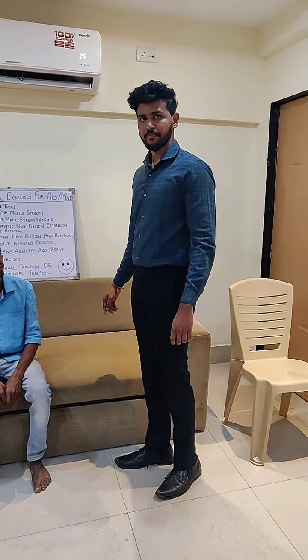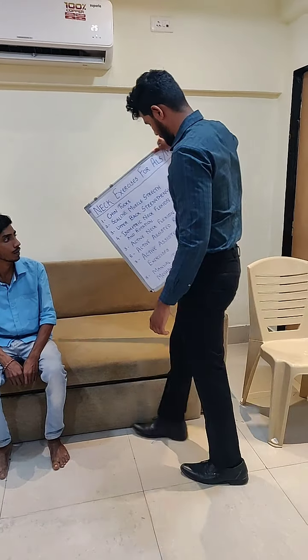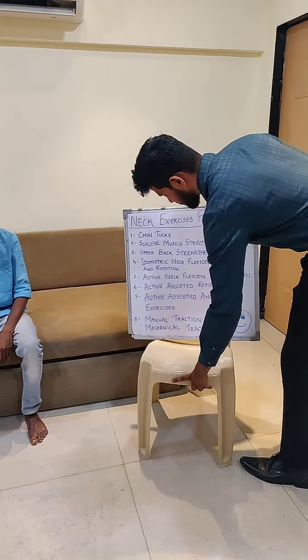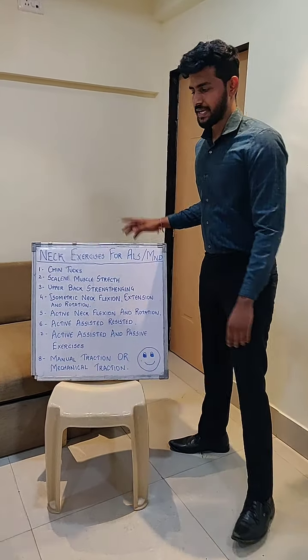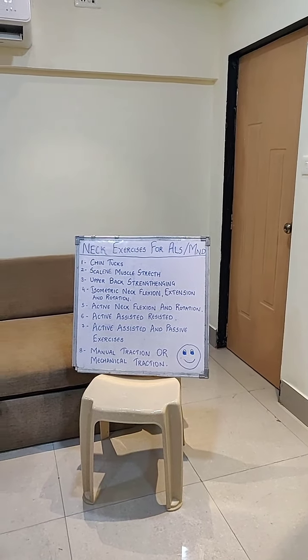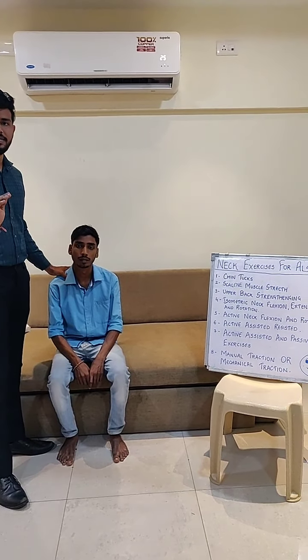In this, I think you can't see the board, so I'll just keep it on this chair. I hope it is visible now, and I'll go to that side. Okay, so I'm going to show you now the sixth exercise, which is active assisted and resisted.